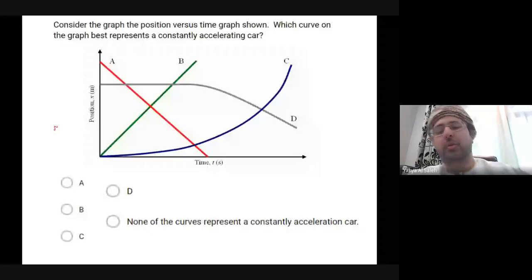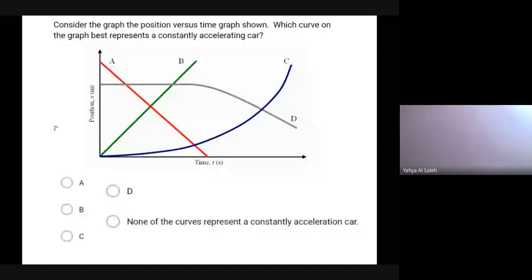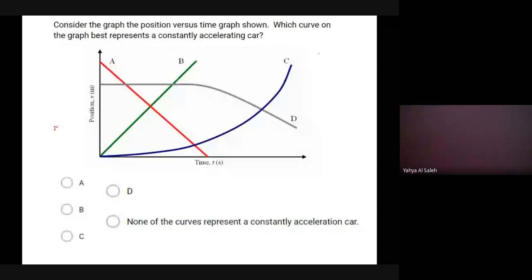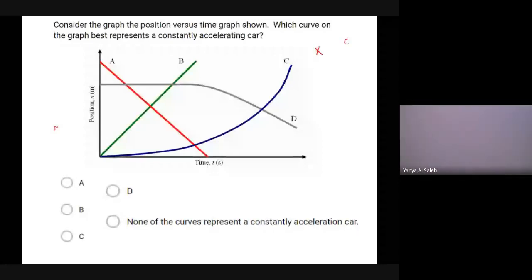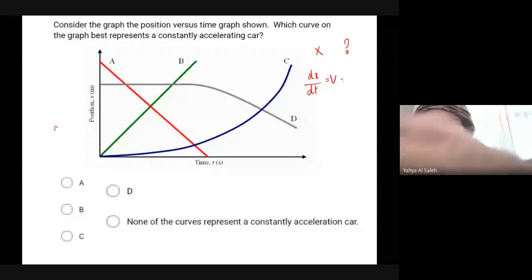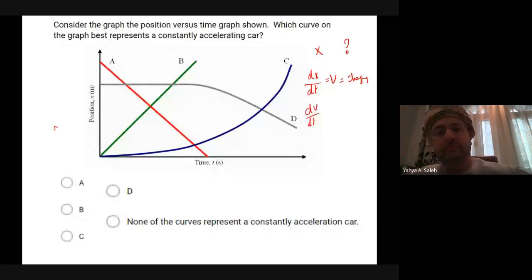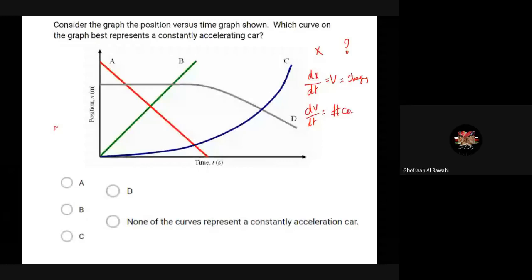So here's what we have. We have x, which is something. Then we need to find dx by dt to get velocity, and that needs to be changing. Then we need to do dv by dt and get a constant number, right? Yes. So let's take a look.